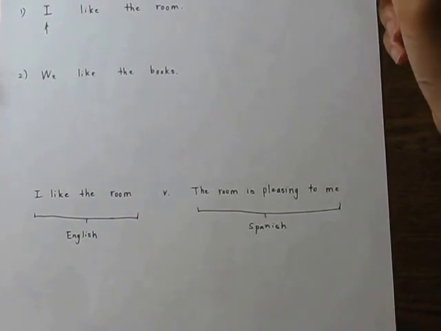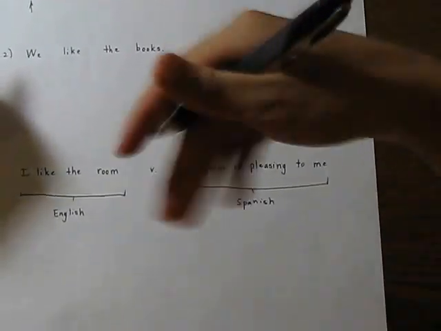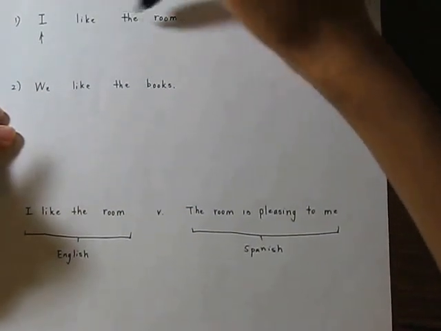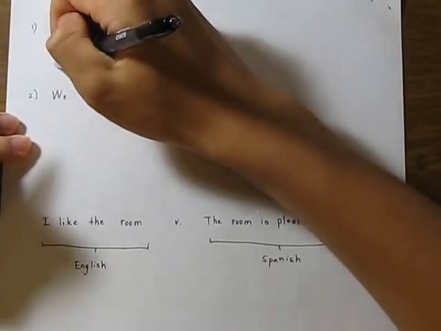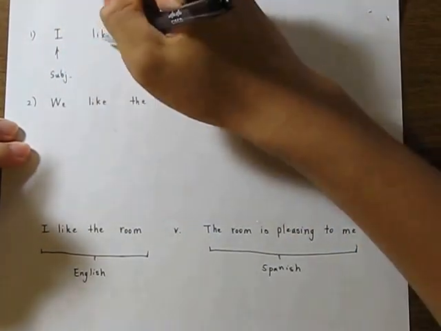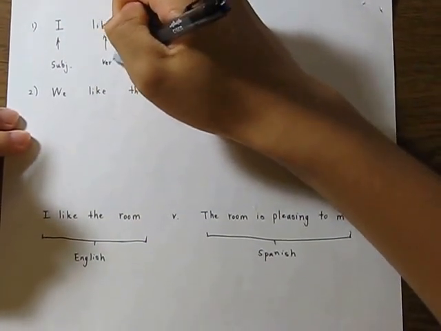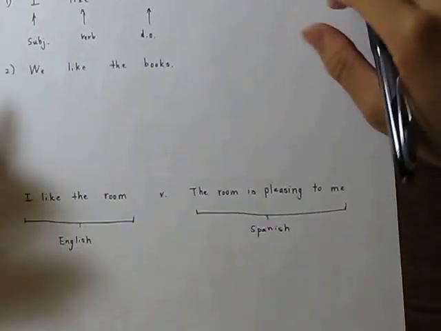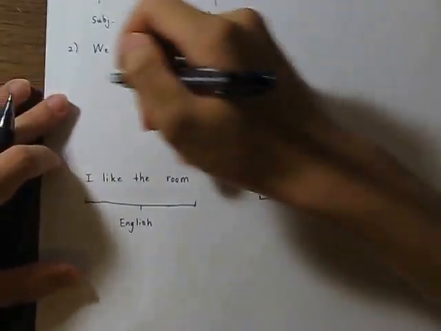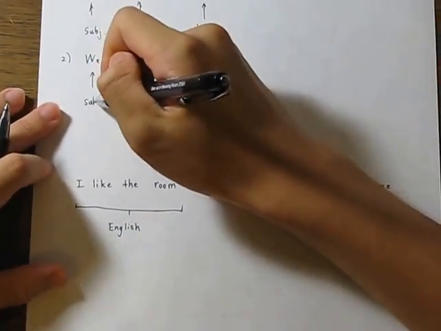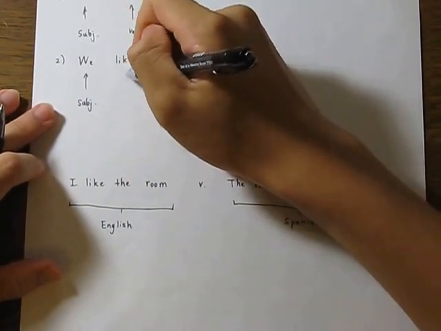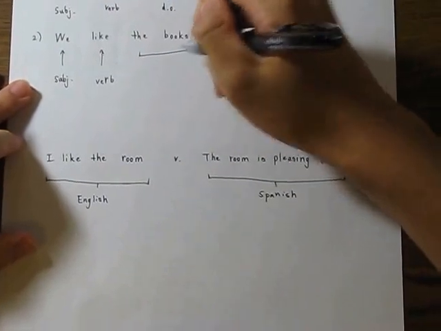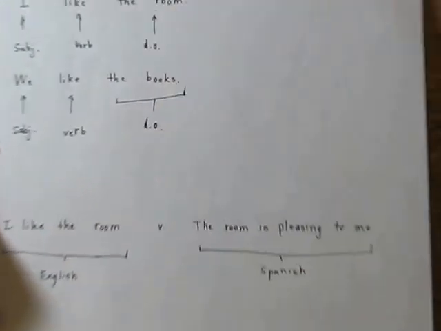Now let's examine the sentences a bit more closely. The first sentence is composed of a subject, verb, and a direct object. So let's label that. Here we have the subject, you have the verb, and you have the DO, or the direct object. And in the second sentence, we have the subject as we, like as a verb, and the books collectively as the direct object.